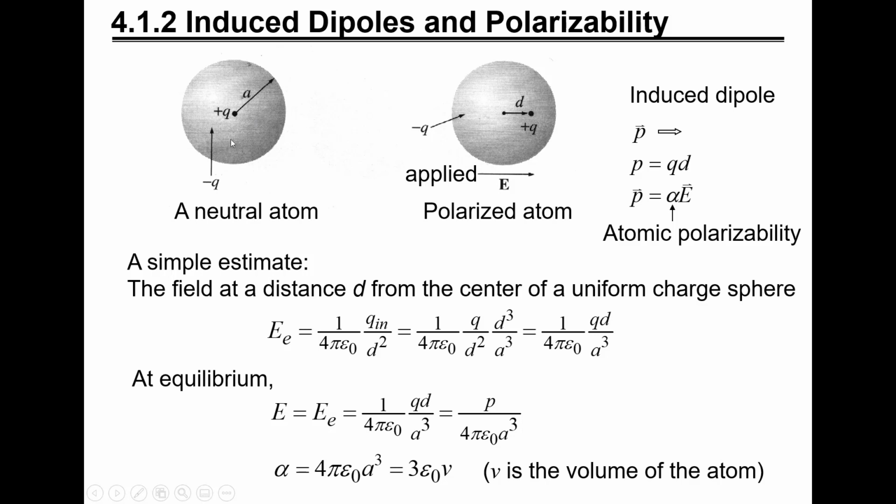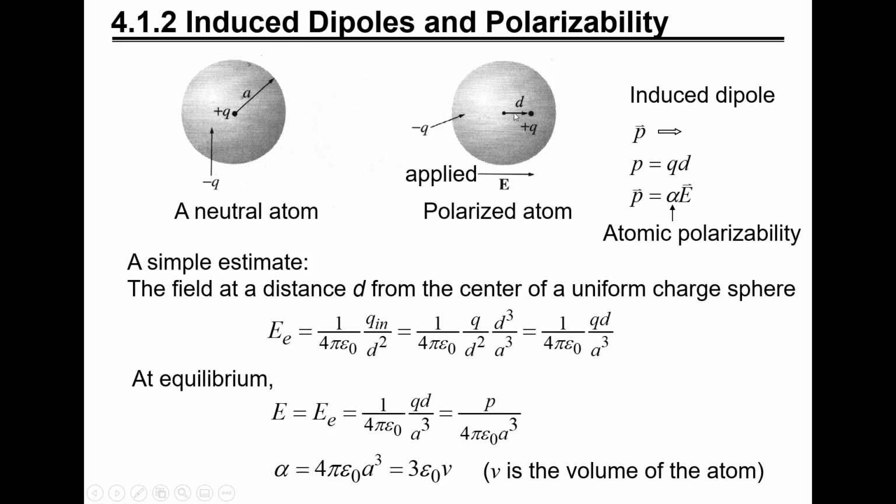In the presence of an external electric field, the nucleus will be shifted slightly to the right. So the nucleus, which is supposedly at the center, will be shifted slightly to the right with a displacement equal to d. The actual displacement involved is extremely small.